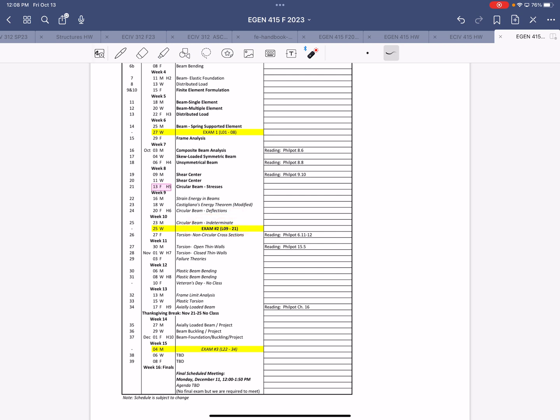Then exam 2 will be a week from next Wednesday. Content on exam 2 will be through today's lecture, circular beams, most likely. I may adjust that. I may bump the circular beam lecture to the next exam. We'll see how things play out with the homework assignment.